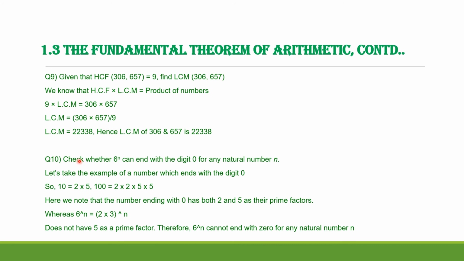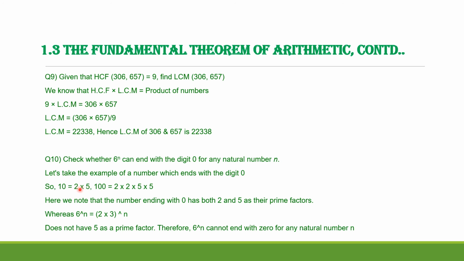Question number 10. Here we need to find out whether 6 raised to n can end with the digit 0 for any natural number n. I hope you do remember that in the beginning of the session we did the same question with 4 raised to n. So applying the same method, we take two numbers, 10 and 100, which end with 0.